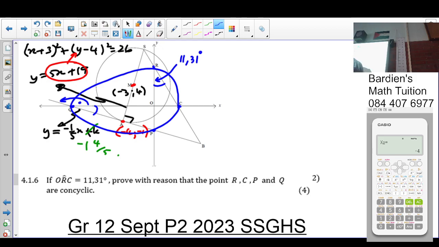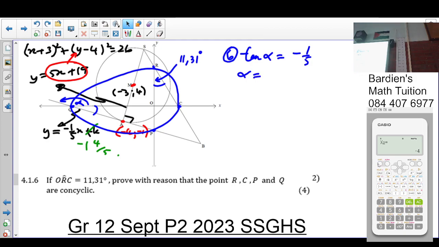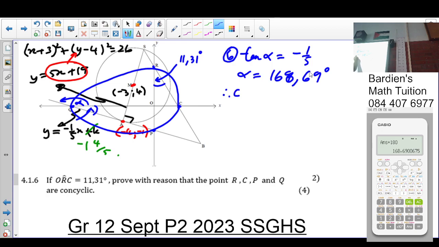Since I know that the gradient of that tangent is negative a fifth, I can say, let's call this alpha for now, tan alpha is equal to negative 1 over 5. So that alpha angle is equal to arctan of negative 1 over 5, which gives you negative 11,30 plus 180, gives you 168,69, which is this angle here. Now to get the corresponding angle, we know it's angles on a straight line. So therefore, angle CQB is going to be 180 minus 168,69, which gives you an answer of 11,31 degrees.